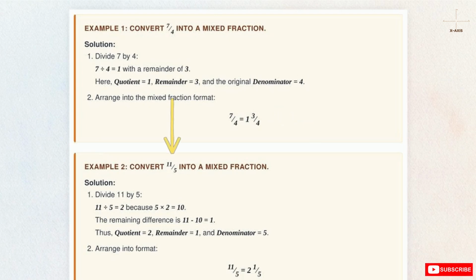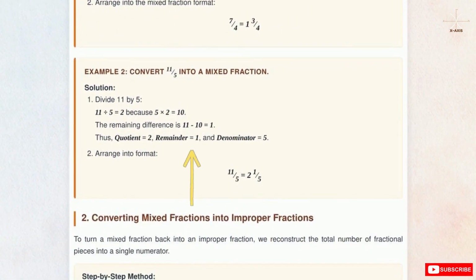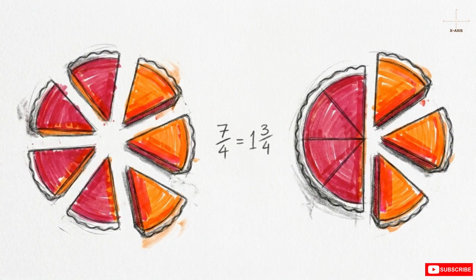Scrolling down, we do the exact same thing with 11/5. 11 divided by 5 gives us a whole number of 2 and a remainder of 1. That maps perfectly to our new mixed fraction, 2 1/5. The physical layout on the paper has changed, but the actual amount of pie on your plate is identical.